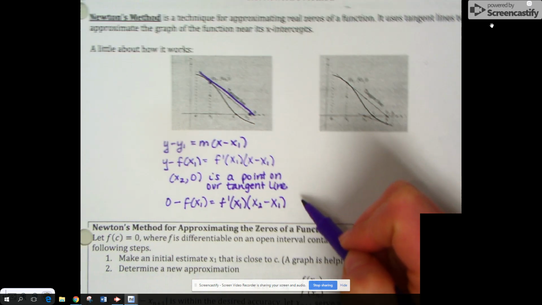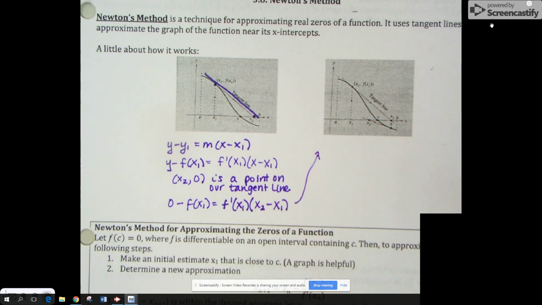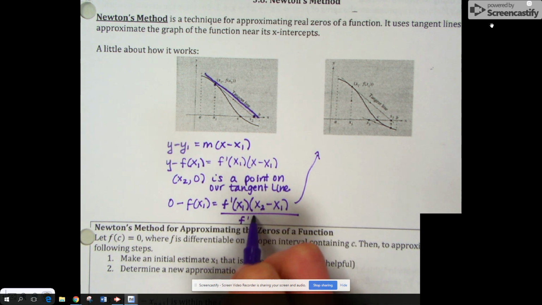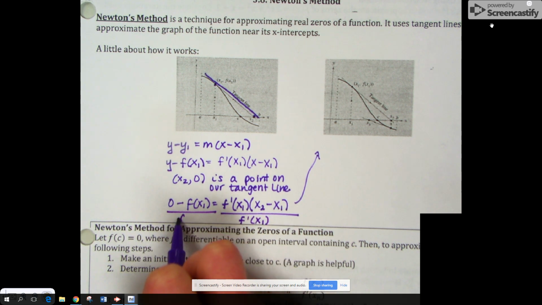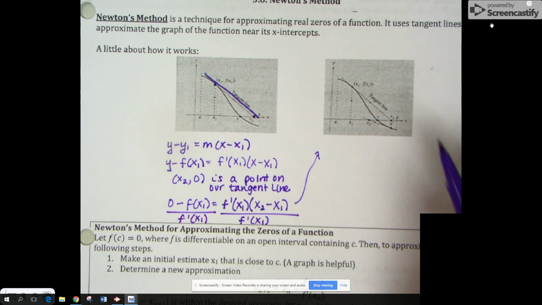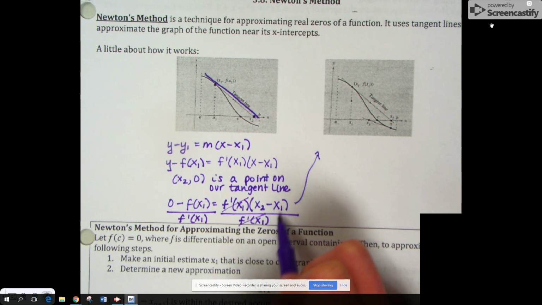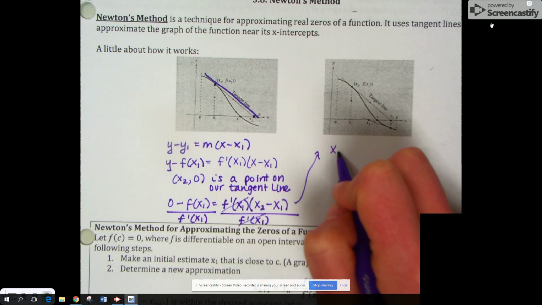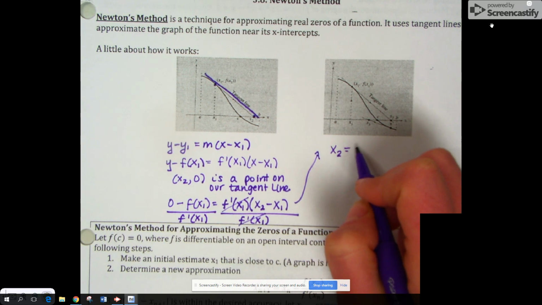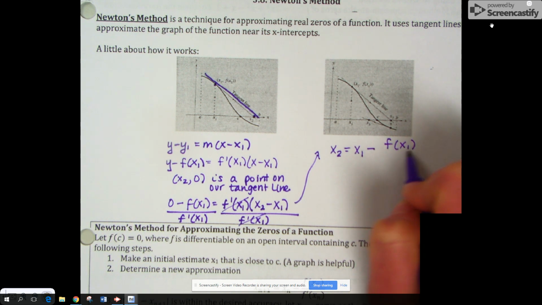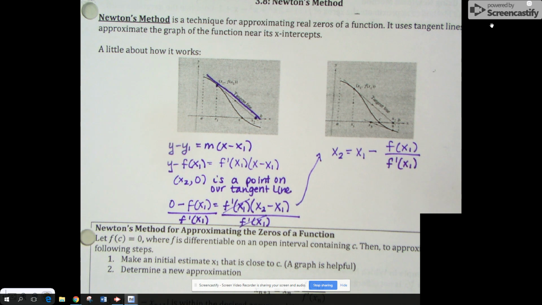And solving for x2, I could divide on both sides by the derivative. Those two would cancel out. I would have to add the x1 to the other side, and I would have this equation: x2 equals x1 minus f of x1 over the derivative at x1. And that puts x2 fairly close to the x-intercept.